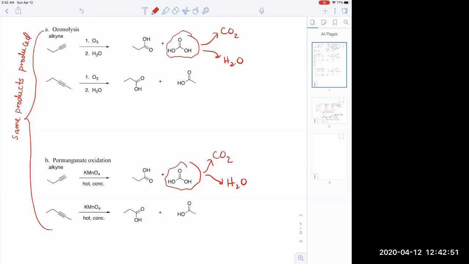Okay, that means that if you see the products of the oxidative cleavage of an alkyne, you wouldn't be able to tell whether it was an ozonolysis or a permanganate oxidation because they do produce the same products. However, you would be able to tell whether it was a terminal alkyne or an internal alkyne because only the terminal alkyne will produce CO2.